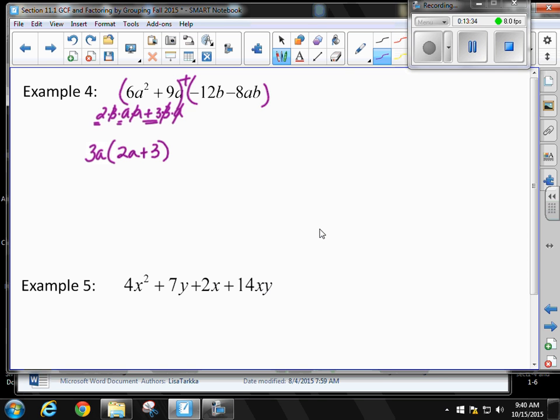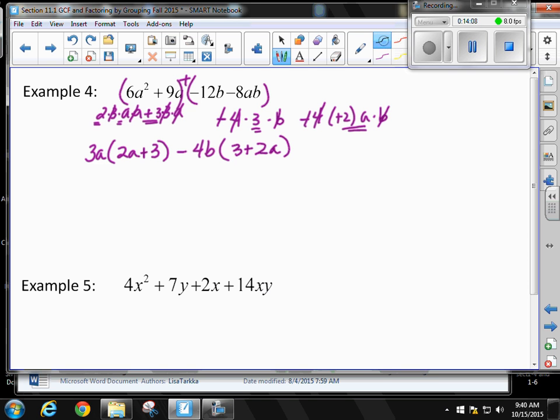Now here I've got a common negative sign that I can take out again. 12 and 8 have a common factor of 4, so I'm going to do this as negative 4 times 3 times b, and 8 is negative 4 times a positive 2 times a times b. So negative 4b is my common factor, and in parentheses what's left is 3 plus 2a.